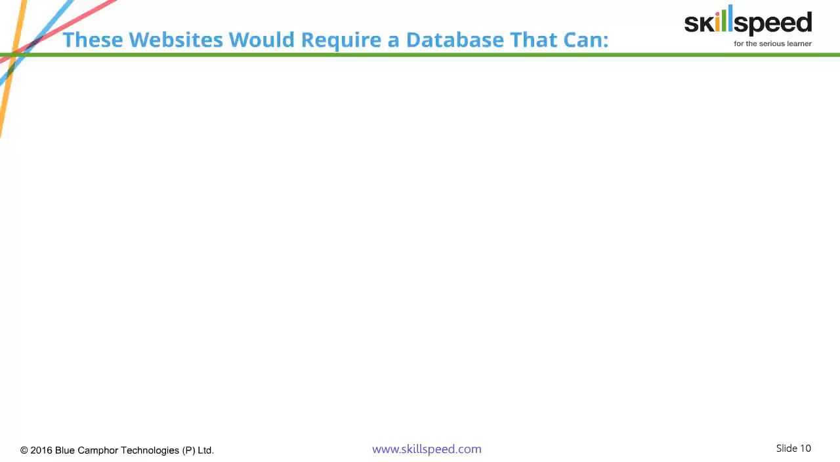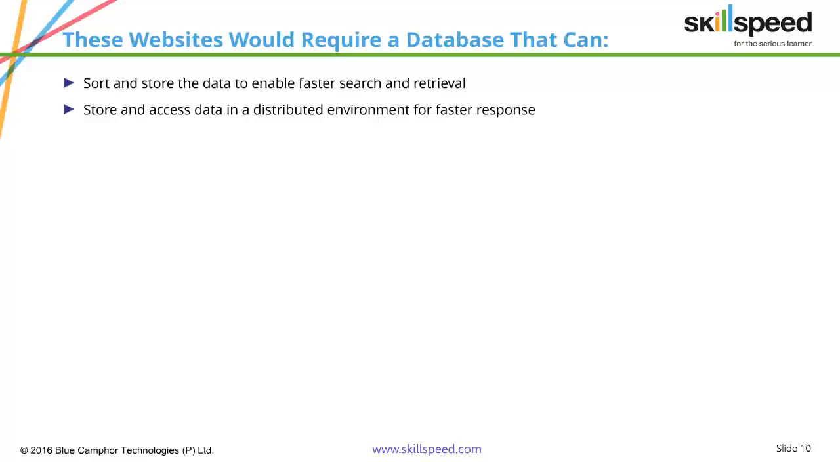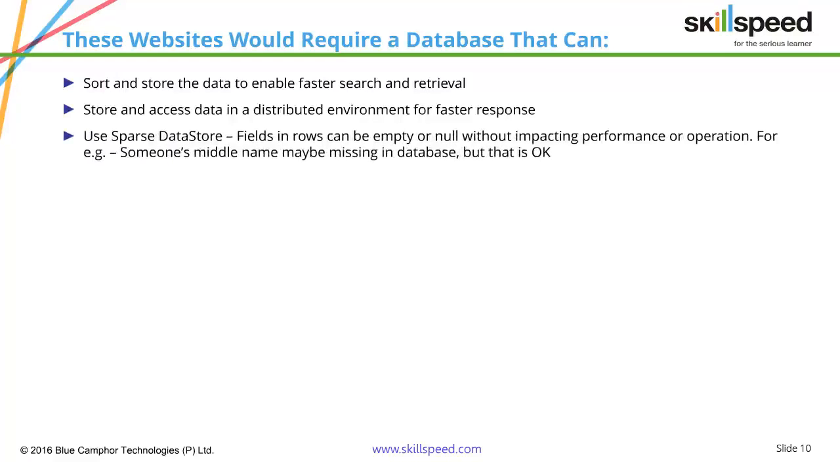Now, if you are the architect of one of these companies which we just discussed, you might be thinking about a possible solution, a database which can sort and store the data to enable faster search and retrieval. So sorting is very important since these websites are storing a massive amount of data. So they should be able to sort it on their own and present the users with the relevant information and store the data in a distributed environment with faster response. And they should be able to use something called a sparse data store.